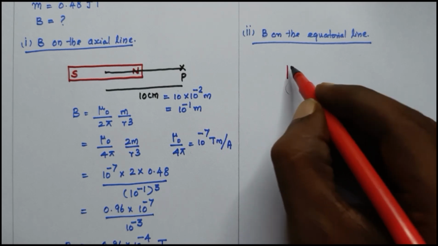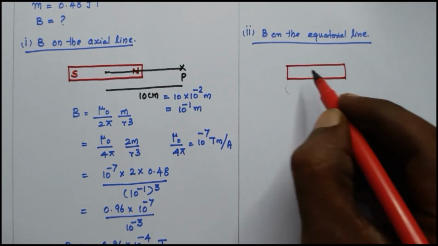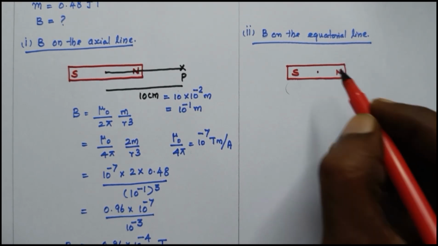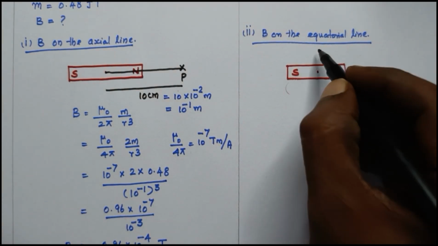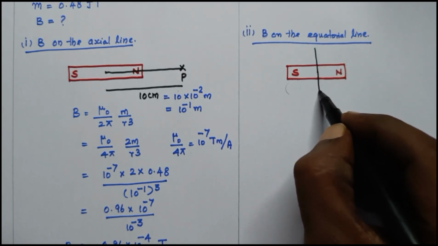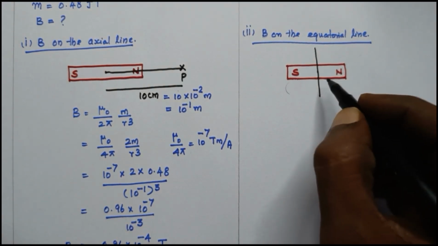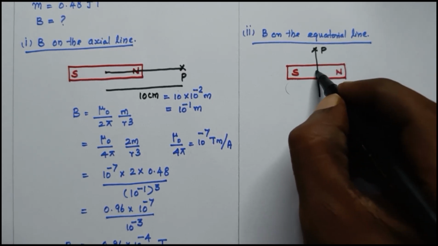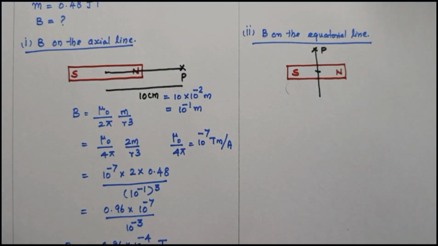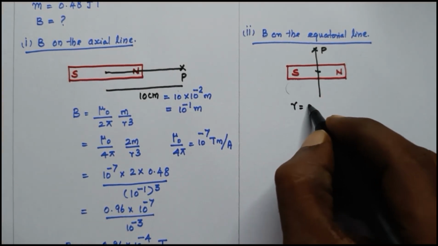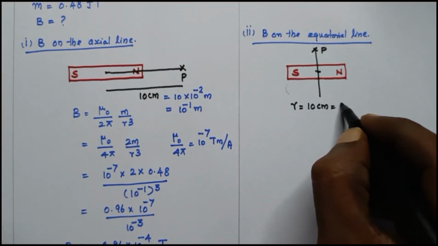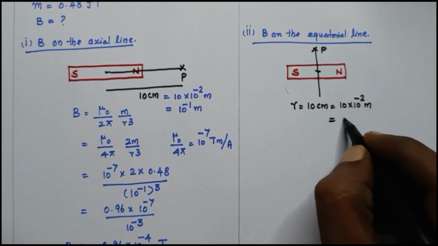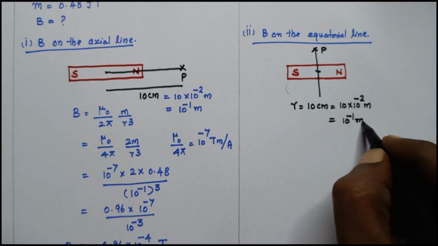Again, let us consider this is a bar magnet. This is the south pole. This is the north pole. This is the center of the bar magnet, and this is the equatorial line. On the equatorial line, let us consider a point P. This point is 10 centimeter from the center. So r is equal to 10 centimeter, which is equal to 10 into 10 to the power minus 2 meter, which is again 10 to the power minus 1 meter.